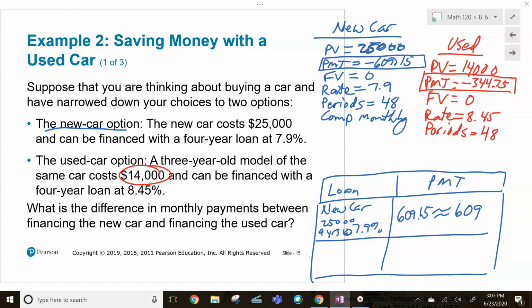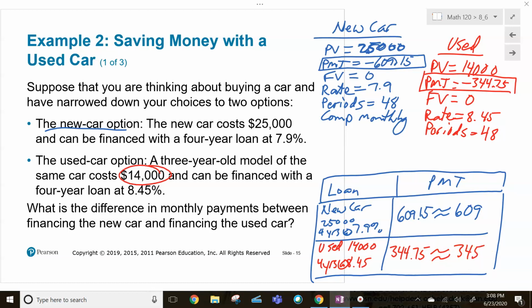You get negative 344.75. So this is the used one, $14,000 loan, 4 years at 8.45. The payment is 344.75. So if I round that to the nearest dollar, 345 bucks, right?